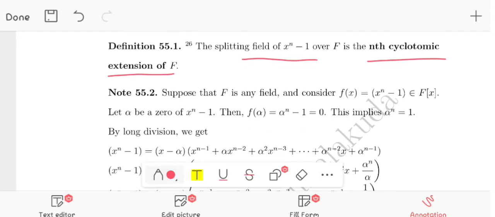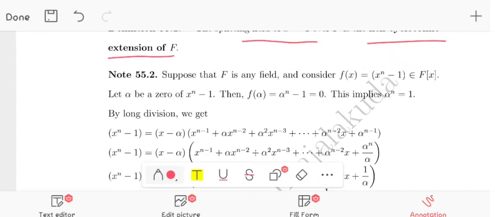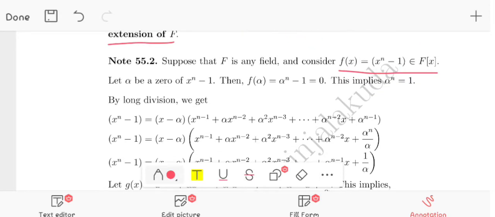Now moving on to a note. Suppose that F is any field and consider f(x) equal to x raised to n minus 1, an element of F[x]. Let alpha be a zero of x raised to n minus 1. Then f(alpha) equals alpha raised to n minus 1 equal to 0, which implies that alpha raised to n equals 1.